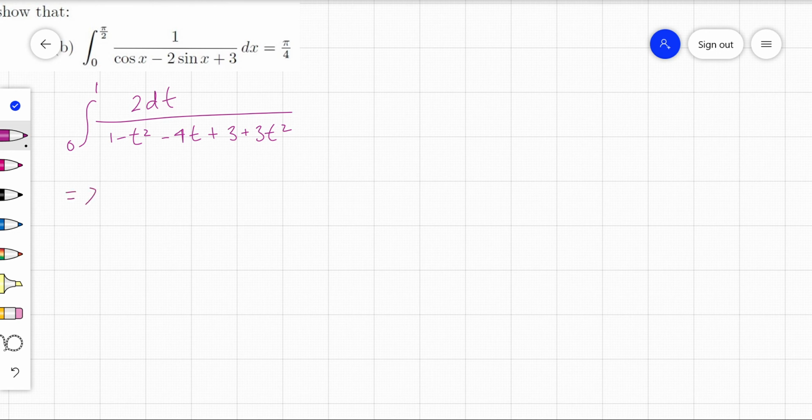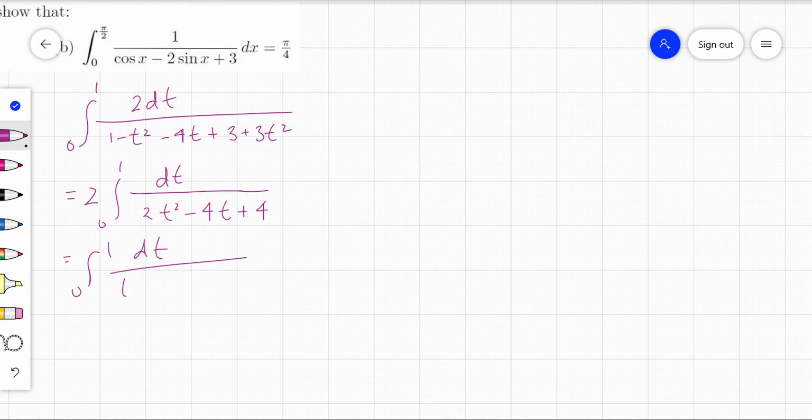If I put that 2 out the front, what do I have left? So 0 to 1, I have a 2 dt. If I collect my t squareds, I've got 3, take away 1, so I've got 2t squared. And then I've got negative 4t, and 3 plus 1 is 4. Because there's a 2 out the front, I could factorize the 2 from the bottom, and that would cancel the 2 out the front. So I've got 0 to 1 dt, and I've actually just got t squared minus 2t plus 2.